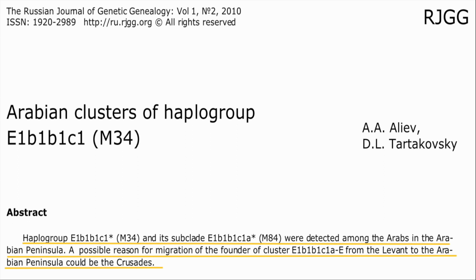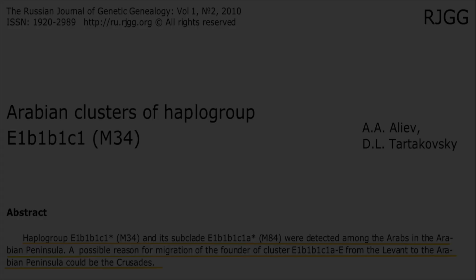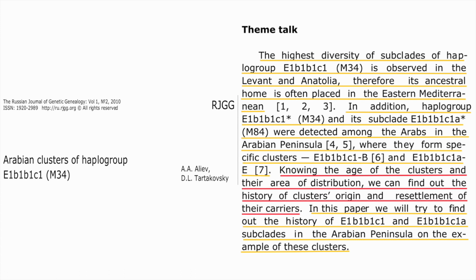According to the paper titled Arabian Clusters of Haplogroup M34, it reads, Haplogroup M34 and its subclade M84 were detected among the Arabs in the Arabian Peninsula. A possible reason for migration of the founder of cluster E1B1B1C1A-E from the Levant to the Arabian Peninsula could be the Crusades. The highest diversity of subclades of haplogroup M34 is observed in the Levant and Anatolia. Therefore, its ancestral home is often placed in the eastern Mediterranean.